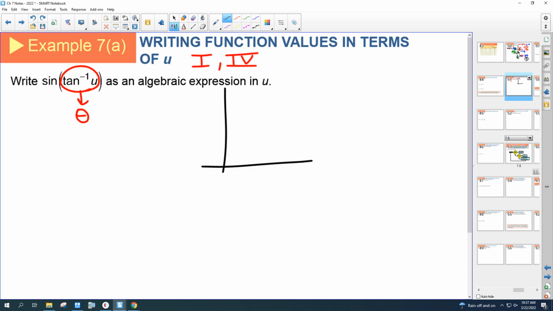Okay. So I've got an angle theta in quadrant 1. But what I'm really after is this triangle.